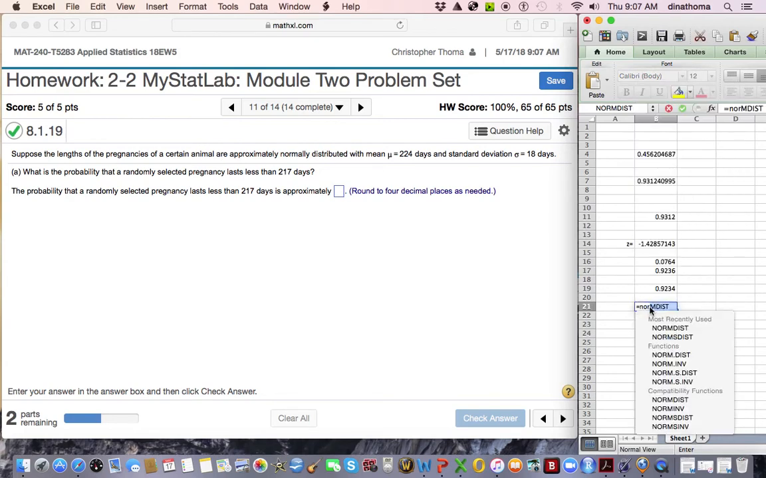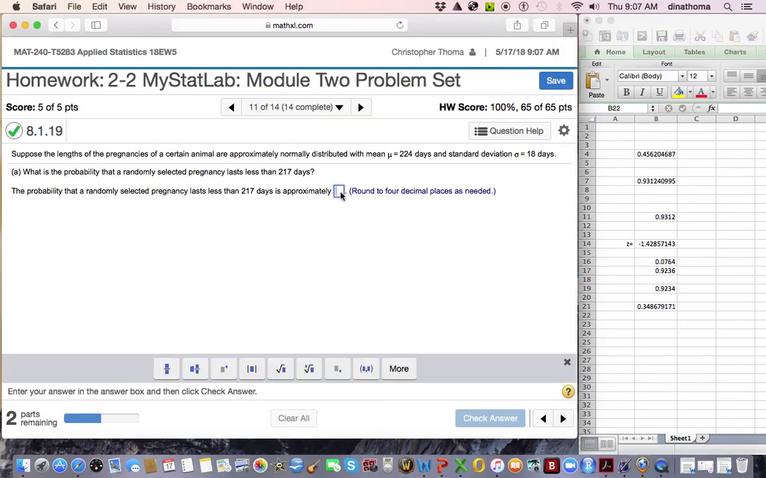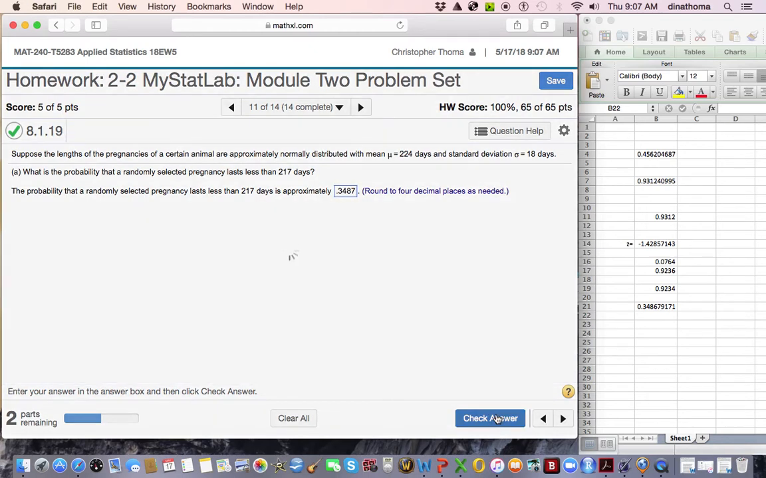So equals NORM.DIST. I'm not using the one with the S this time because I have a mean and standard deviation. And I just put in X is 217. Our mean is 224. Our standard deviation is 18. And we always put in 1. There's our answer, 0.3487. Make sure I put that in there right. 0.3486, but that 7 rounds up. So 0.3487.